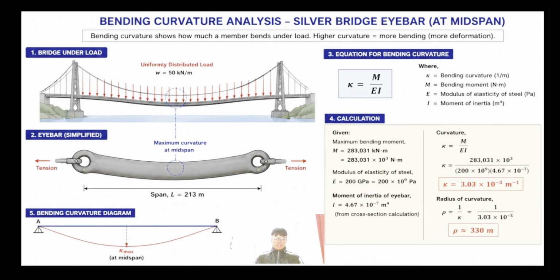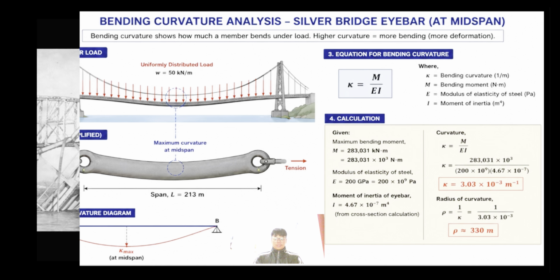The increasing curvature and stress around the critical section accelerated crack propagation until one eye-bar fractured. Since the bridge had very little structural redundancy, this single failure triggered a chain reaction that caused the entire bridge to collapse. This shows that controlling bending curvature and reducing stress concentration are essential for ensuring the safety and reliability of engineering structures.